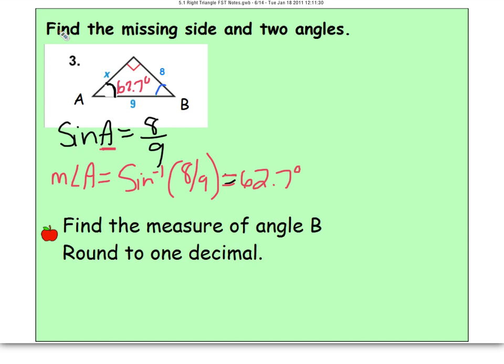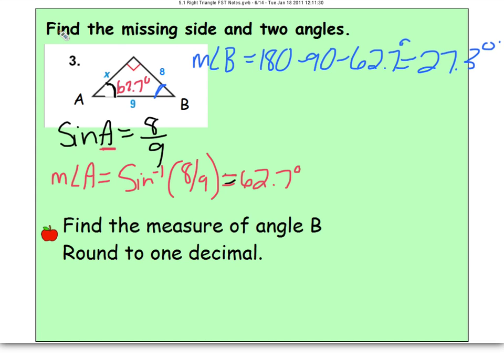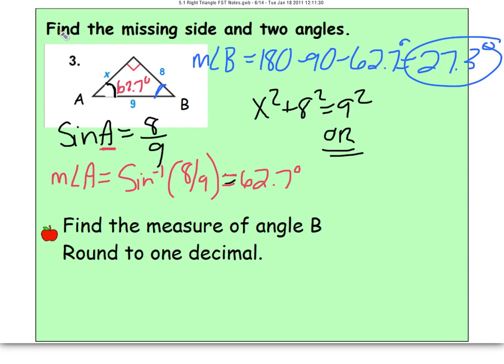Now angle B is going to be easy to find. All I need to do is take 180 degrees, subtract the 90 I already have, and the 62.7, and that's going to leave me with 27.3 degrees for angle B. Now the last step is to find side length x. I could use Pythagorean's theorem. I could do x squared plus 8 squared equals 9 squared and solve. Or I could do a ratio. And I'm going to do a ratio.